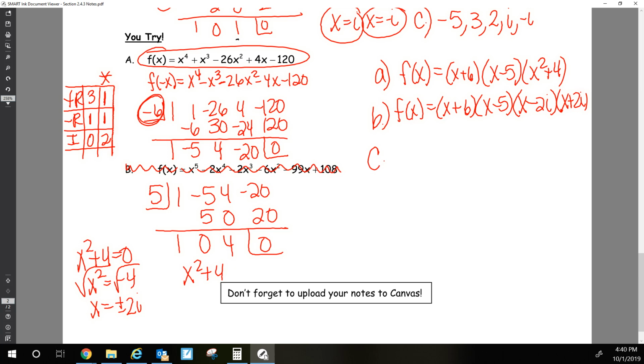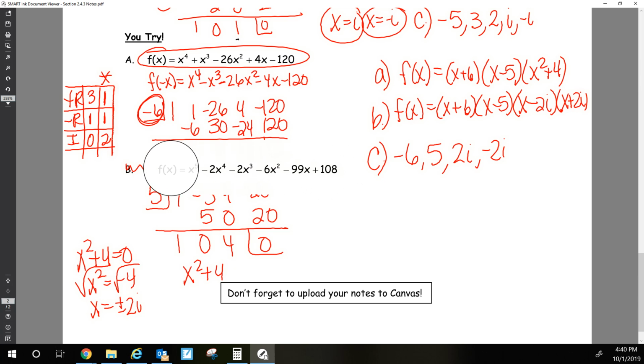Last part, they want us to find the zeros. Well, our zeros are going to be what makes these guys zero. So negative 6, 5, 2i, negative 2i. All right, that's it for B. Let me go ahead and show you this. Or sorry, for A. There's B. Go ahead and pause your video. See if you can find it.